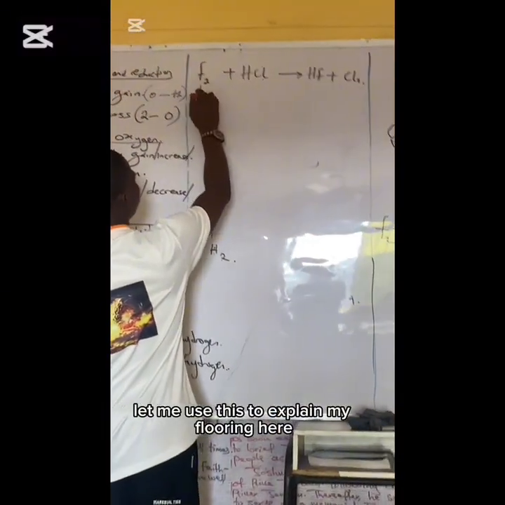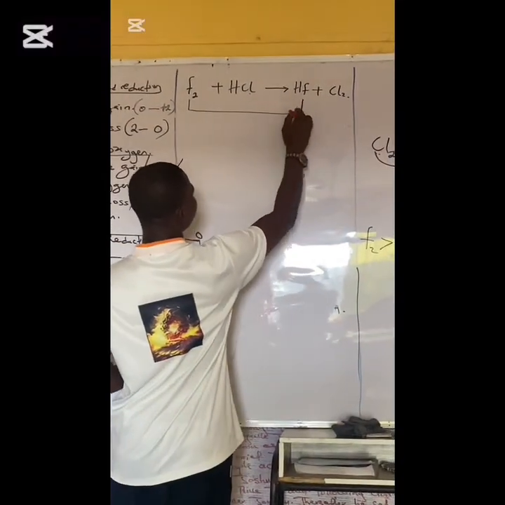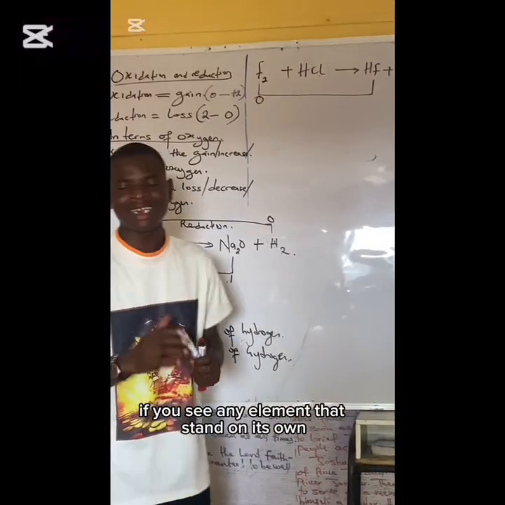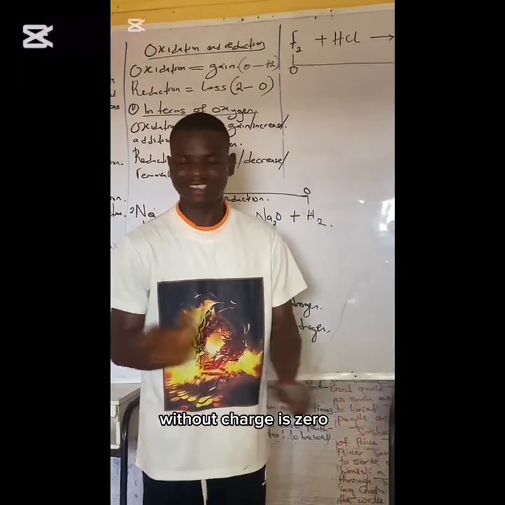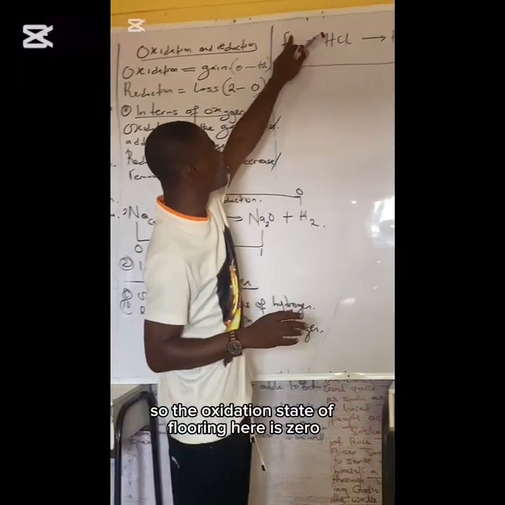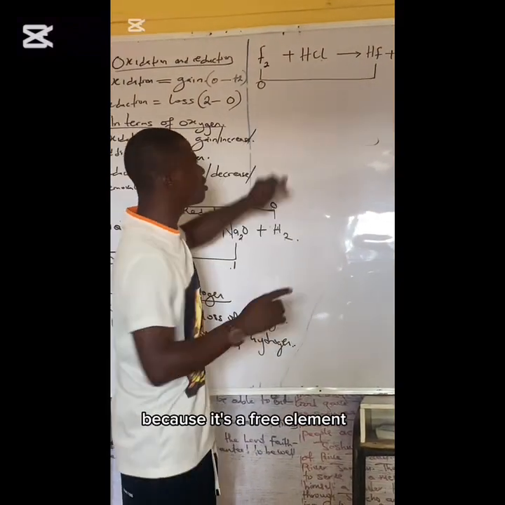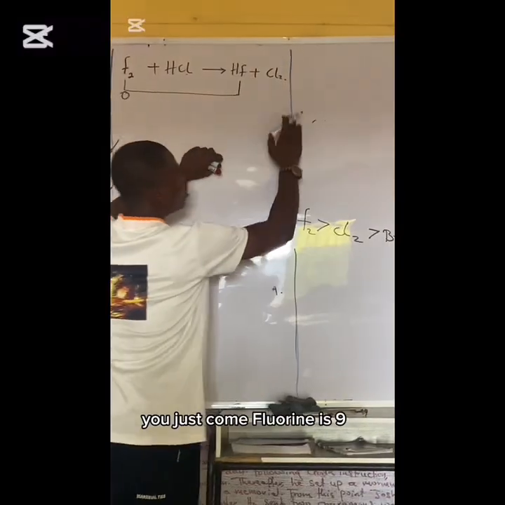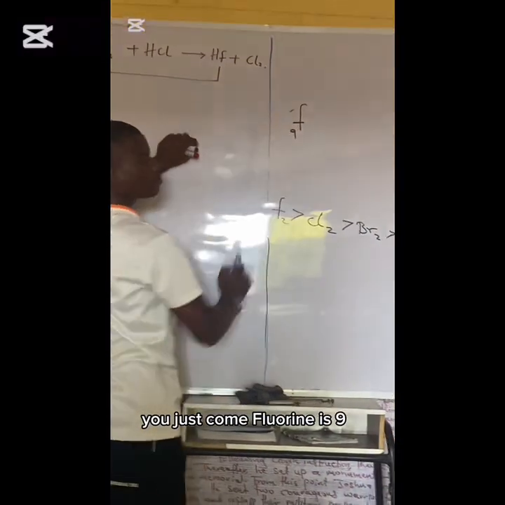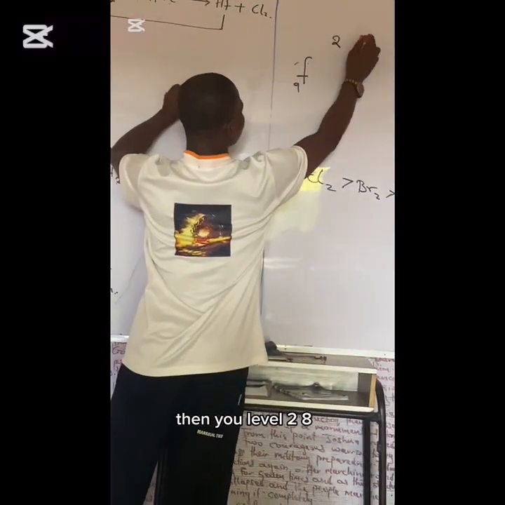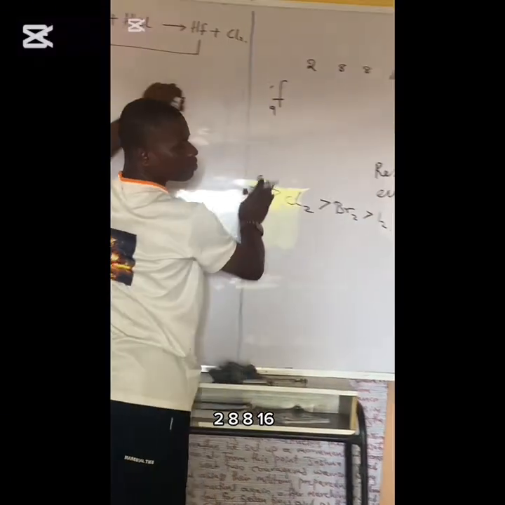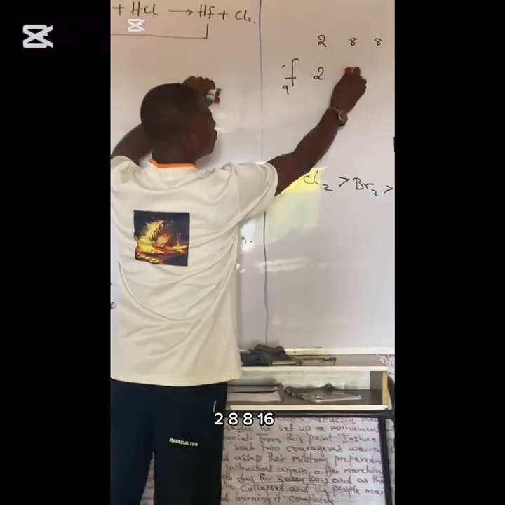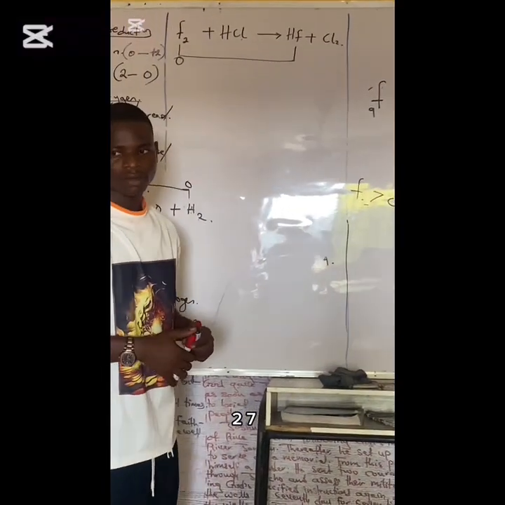Let me use this to explain. My fluorine here stands on its own, no charge, zero. I told you, if you see any element that stands on its own without charge, it's zero. So the oxidation state of fluorine here is zero because it's a free element. On the other side here, let me look for fluorine. I forgot saying, if you don't know, fluorine is 9. Then you label 2, 8, 8, 16. You have 2, 7.